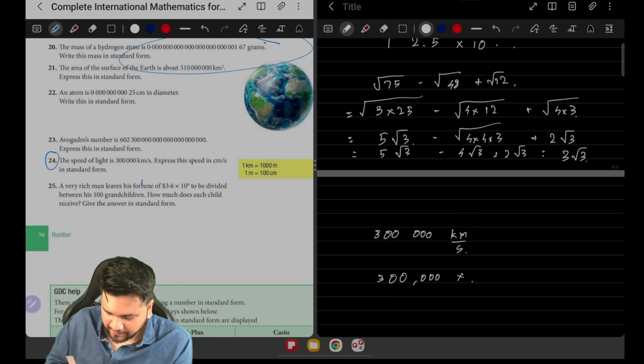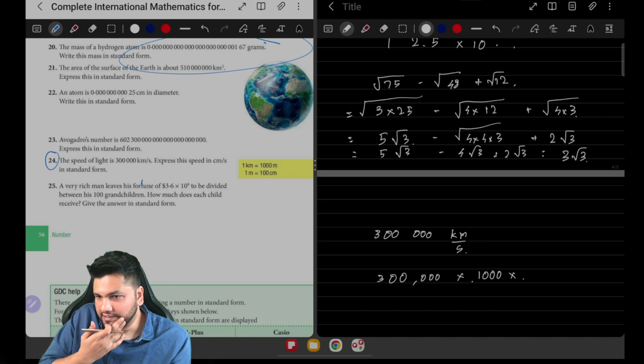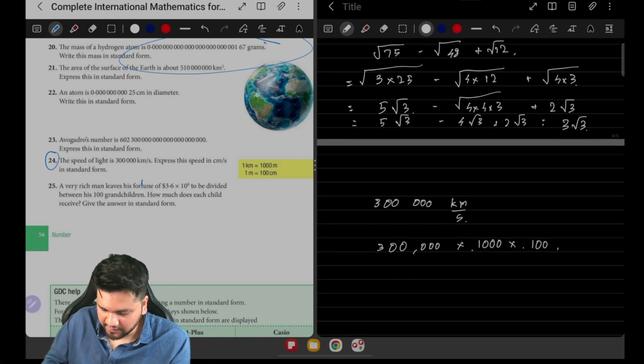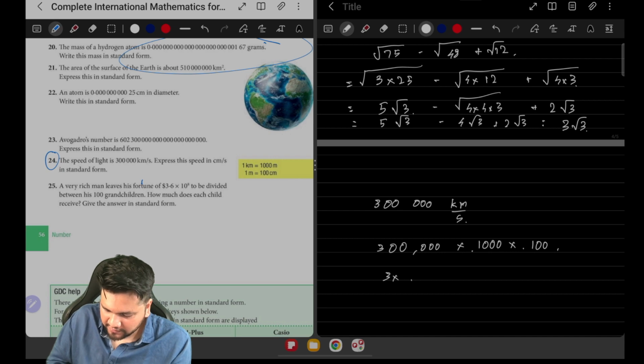For kilometer to meter, obviously we are going to multiply by 1000. Then we are done with meters. Now meter to centimeters, so we are going to multiply by 100, because 100 centimeter is 1 meter. So it's like 3 into, there are 5 zeros here, 3 zeros here and 2 zeros here. So 5 plus 3 plus 2, which is 10. So it's going to be 3 into 10 to the power of 10 centimeter per second.